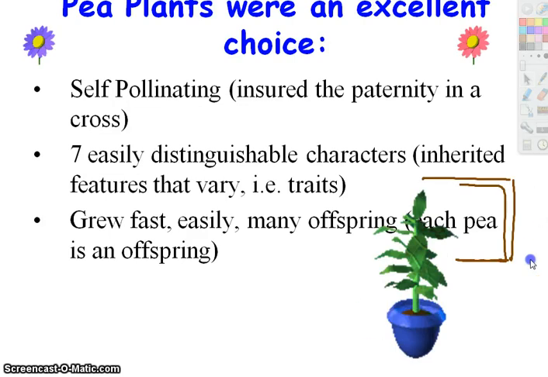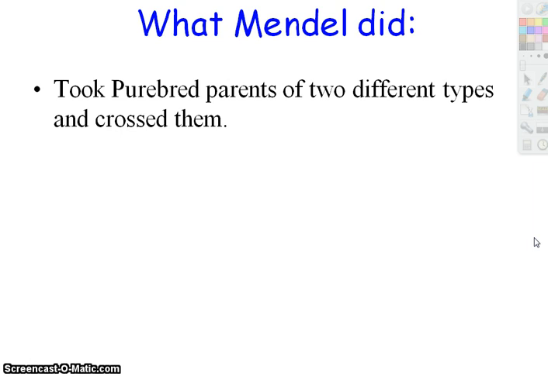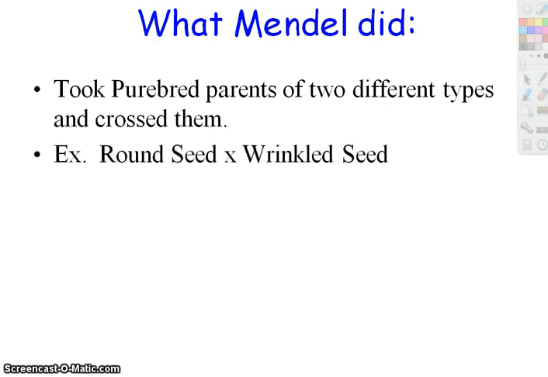All right, so what did he do? Basically, this is what he did. He would take 2 pea plants that were purebred, meaning they always made offspring that looked the same, and he crossed them with each other to see what would happen. So we're going to use the sample of a round seeded plant crossed with a wrinkled seed plant. In this particular cross, when he crossed round and wrinkled, he found that all the offspring of this cross were plants that made round seeds.